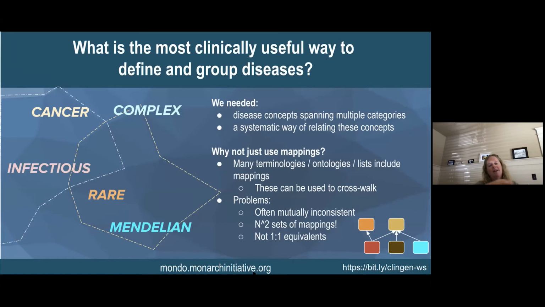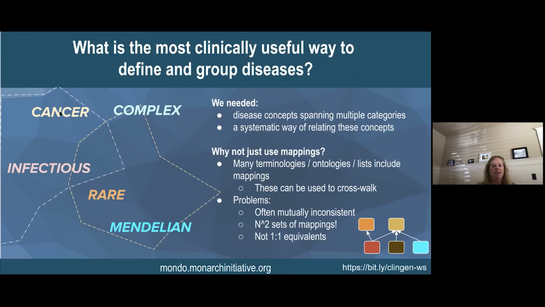So when it comes to disease ontologies, we created Mondo a number of years ago, with the question of what would be the most clinically useful way to define and group diseases. Prior to Mondo, there were a lot of different terminologies that existed, and still do exist, that cover different subject areas or sub-areas of disease.